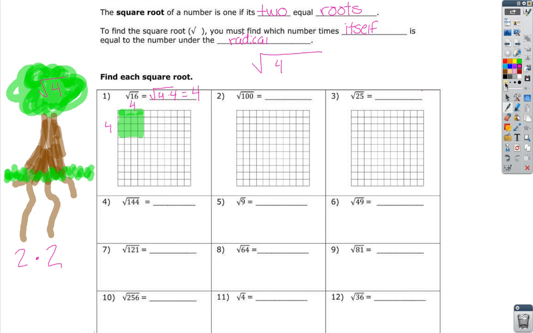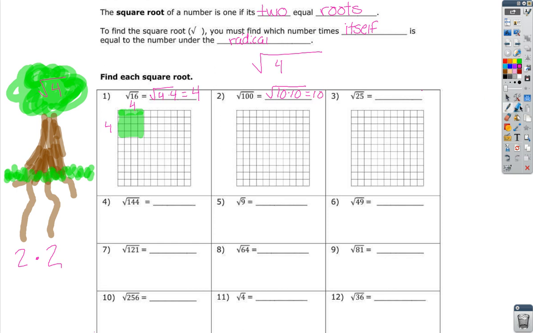Over here we have the square root of 100. What times itself will get us to 100? Well, we did 4 times 4, but we need to be a lot bigger. And we know it ends in a 0, so it could be a 5 or it could be a 10. So, well, let's think 10 times 10. Ooh, 10 times 10 equals 100. So the square root of 100 is 10.